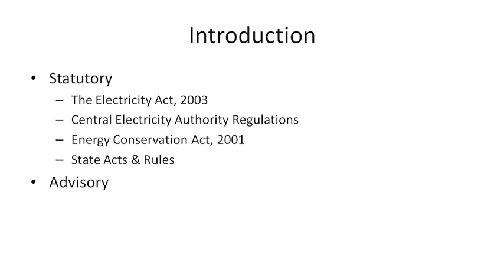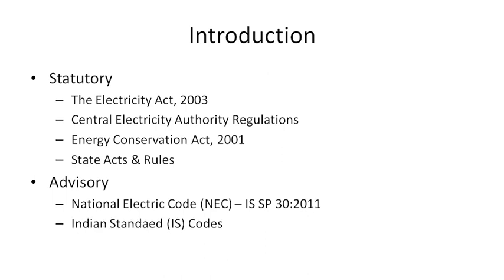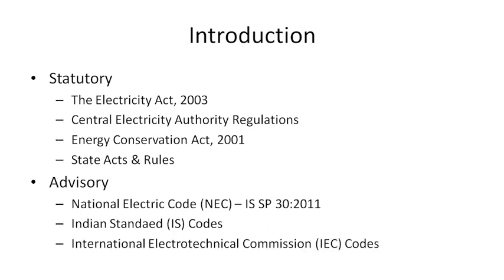The next one is advisory. Advisory means you don't have to follow them to the letter; they are advisory in nature. They are usually not backed, at least directly, by any legal provisions. In the case of advisory standards, we have the National Electric Code, that is NEC, which is SP 30. Then there are Indian Standard codes. Then there are International Electrotechnical Commission standard codes, the IEC codes.